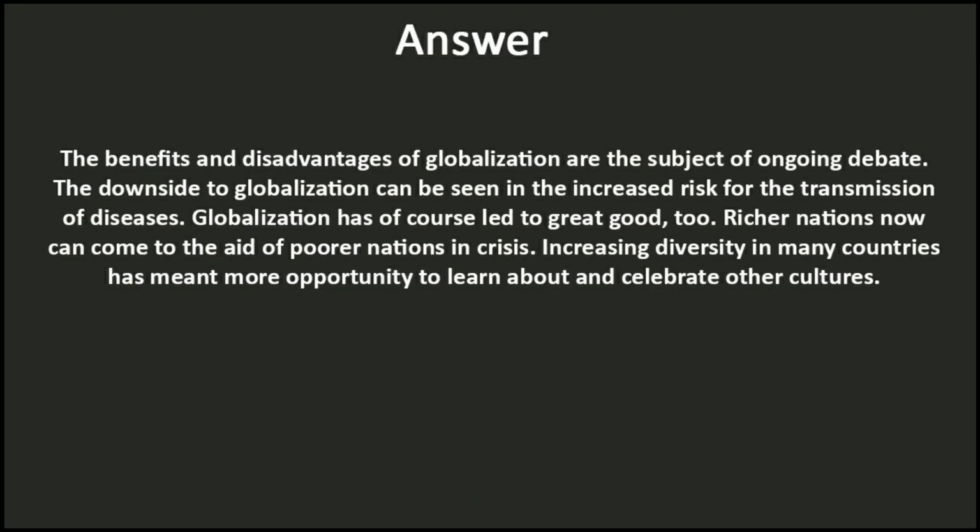The benefits and disadvantages of globalization are the subject of ongoing debate. The downside to globalization can be seen in the increased risk for the transmission of diseases. Globalization has of course led to great good, too. Richer nations now can come to the aid of poorer nations in crisis. Increasing diversity in many countries has meant more opportunity to learn about and celebrate other cultures.